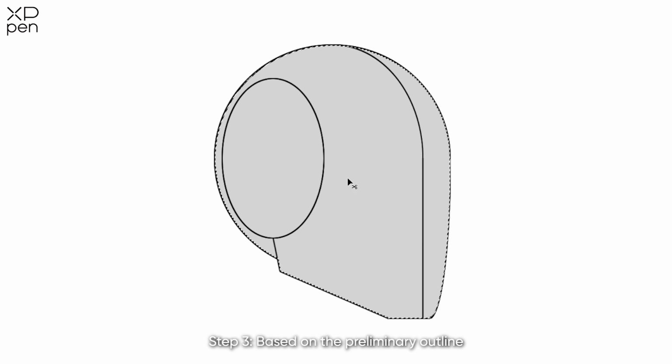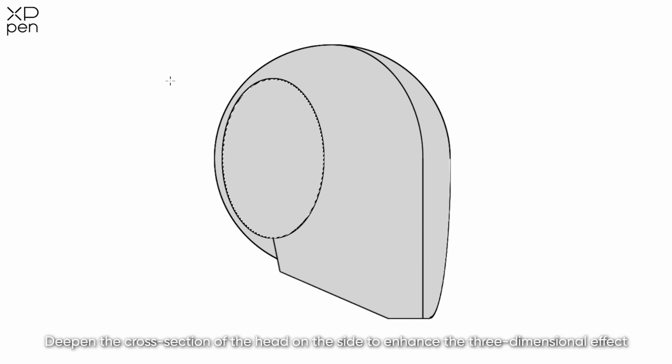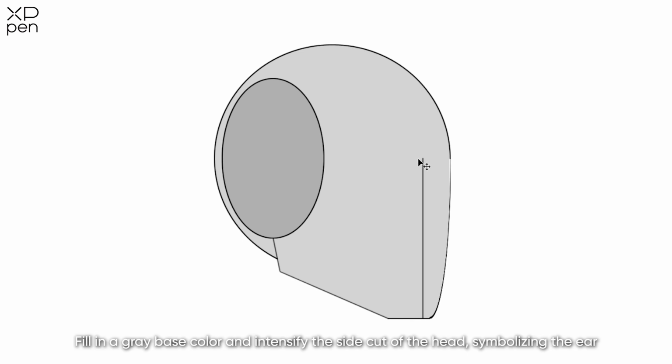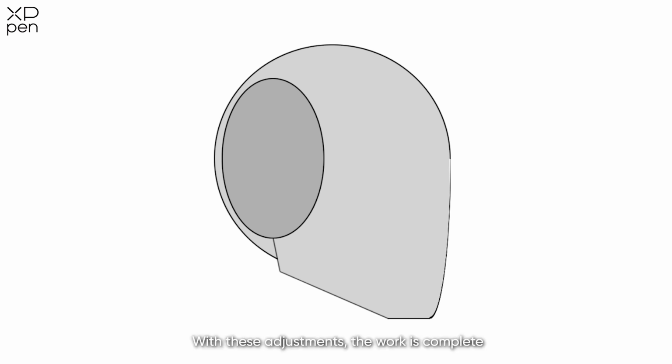Step 3. Based on the preliminary outline, adjust the angle of the jaw and the curvature of the side of the face. Deepen the cross-section of the head on the side to enhance the 3-dimensional effect. Step 4. Handle the details by removing excess guidelines. Fill in a gray base color and intensify the side cut of the head, symbolizing the ear. With these adjustments, the work is complete.